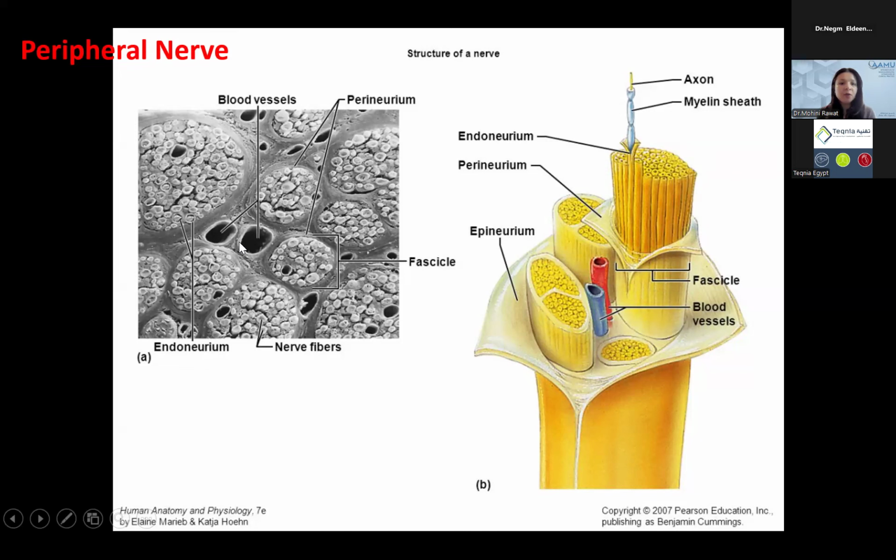On the left side, we have an electron microscope image of the nerve, and you can see this is perineurium, and those are endoneurium, and then we are too zoomed in to see the epineurium.